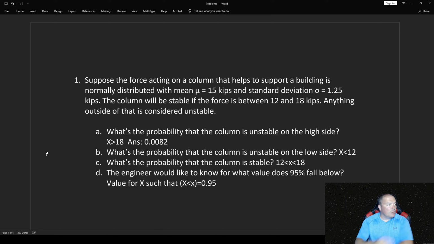Okay, so what we'll do is we'll do parts B and C. They're both very similar in how they work. I'll show them to you with the solution so you can see what's happening, but I won't do them in as great a detail as what we just saw. Part B says, what's the probability that the column is unstable on the low side, which we were going to find as the probability that x is less than or equal to 12.